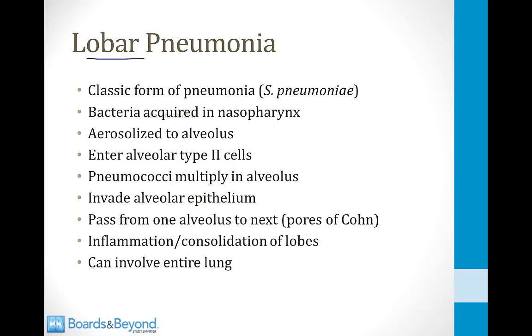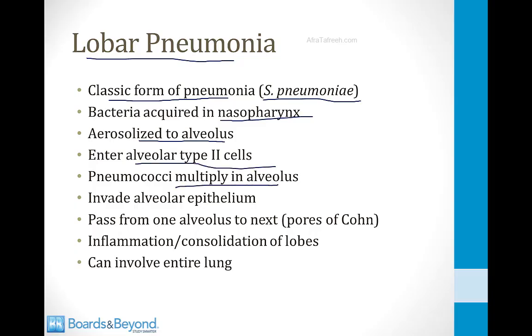So first we'll talk about lobar pneumonia, and like the name implies, this is pneumonia that involves one or more lobes of the lung. This is the classic form of pneumonia, and it's classically caused by the bacteria Strep pneumoniae. Bacteria are acquired in the nasopharynx and then they become aerosolized and travel down into the alveoli. They enter the alveolar type 2 cells and then they multiply inside the alveoli.